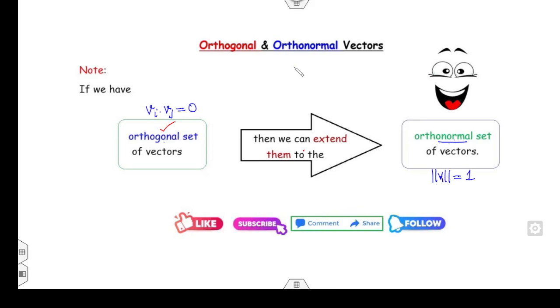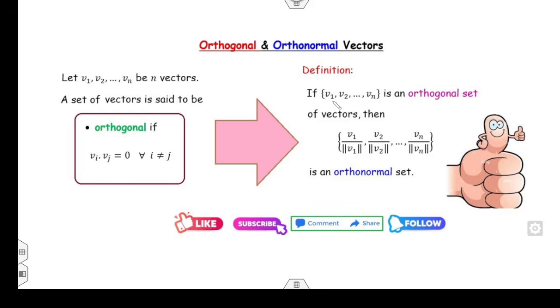So I can divide any of the vi by its norm so that it becomes my orthonormal set. That means if v1, v2, ..., vn are an orthogonal set, first of all make sure it must be orthogonal. Then we can construct the orthonormal set by dividing by the norm.